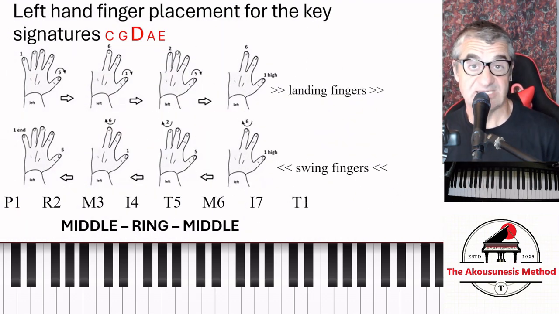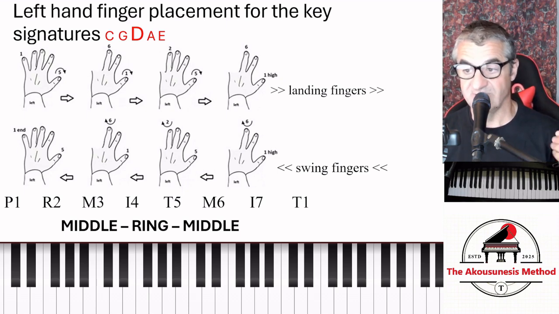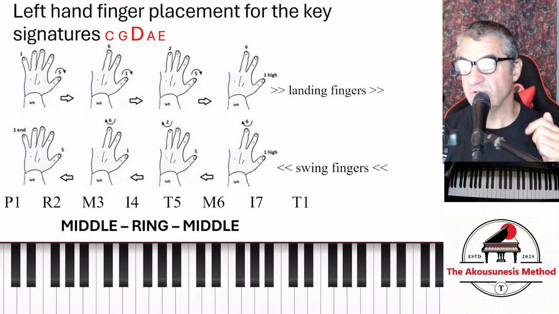For the left hand, the same applies: going up is the top row, coming down is the bottom row. The formula again reads from left to right. So going up, we read P1, R2. This time, as we rise, we're going to note the middle, ring, middle landing points, and coming down it's going to be the swing points.